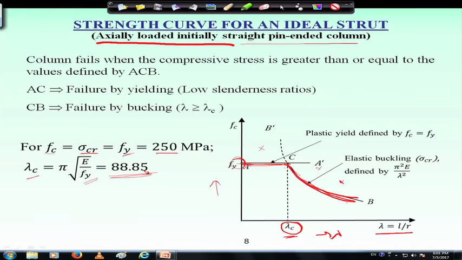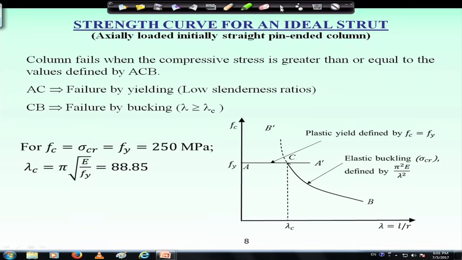However, for other steels this lambda c value will be different. So, what we can see from this curve is that if the slenderness ratio lambda becomes more than 88.85, then it will fail by elastic buckling, and if it is less than that, it will fail by plastic yield. Due to plastic yield, it will fail.